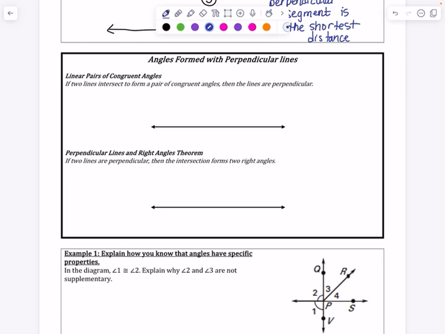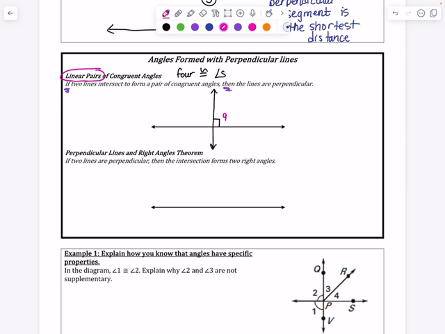We're going to do some fill in the blank or highlighting. So we had this phrase of linear pairs of congruent angles. What we are going to do is look at it in terms of a theorem. It starts with the word if, and halfway through is the word then. If two lines intersect to form a pair of congruent angles, then the lines are perpendicular. So if I have two lines and one intersects the other, and I have a pair of congruent angles, actually there's going to be 4 congruent angles, then the lines are perpendicular.